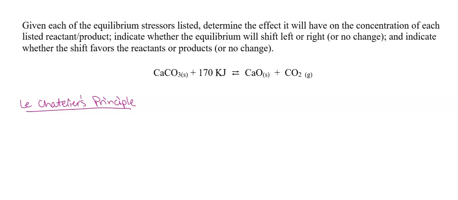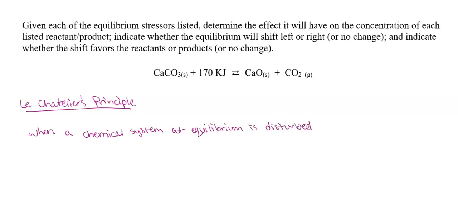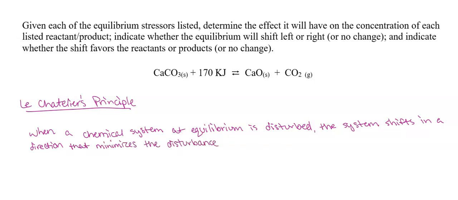Well, we know that when a chemical system at equilibrium is disturbed, the system shifts in a direction that minimizes that disturbance. And that can come from a change in concentration, or a change in volume or pressure, a change in temperature, or an addition of a catalyst.